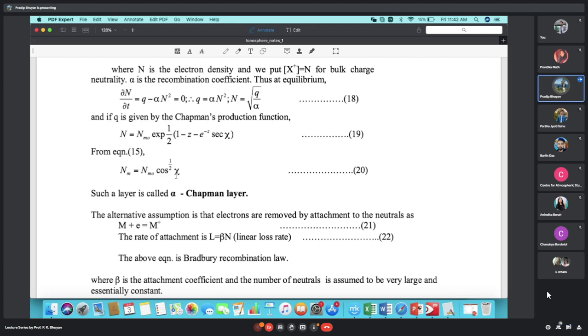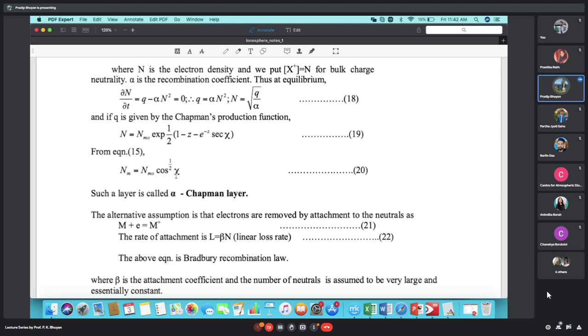So you can write it here that when we consider the loss to be only due to recombination, that is the term where alpha is the recombination coefficient, that stretch of ionosphere will be called alpha Chapman recombination. Okay, so another assumption you can have is that ions or electrons may not recombine directly, but what may happen, your alternative assumption, is that electrons are removed by attachment to the neutrals. So any electron, moving in Brownian motion, moving at random and hitting a neutral atom, what will happen if it hits and combines with the neutral atom? It negatively ionizes that atom.